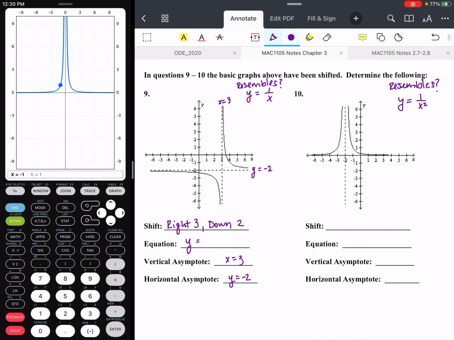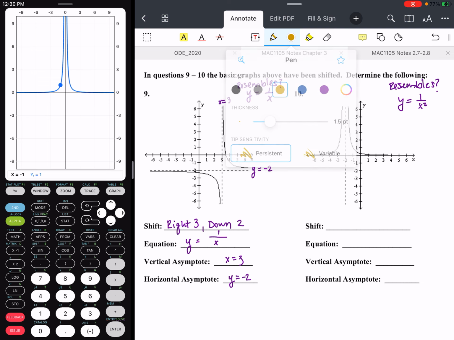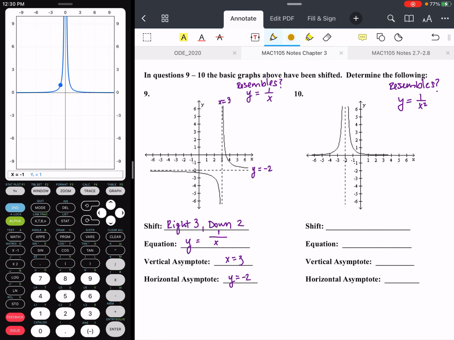the basic form is 1 over x, right? To account for that shift to the right 3, that's going to occur with my x. Remember, horizontal shifts come from my x. Right 3 comes from an x minus 3 in the denominator. And I don't need to draw parentheses because it's the only factor in that entire denominator. So just make sure the fraction bar goes all the way over the x minus 3.